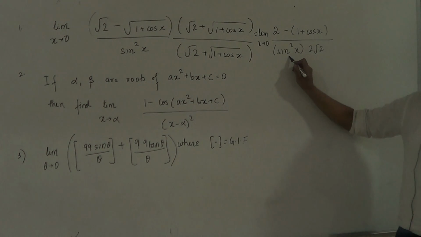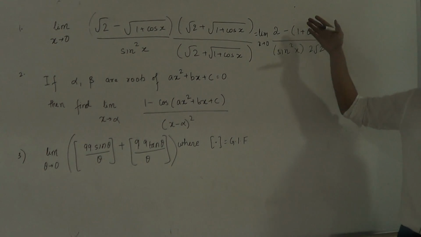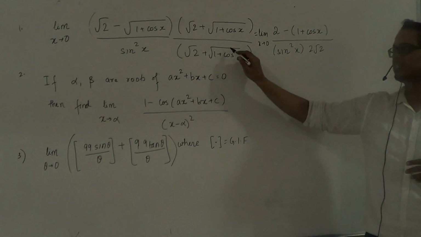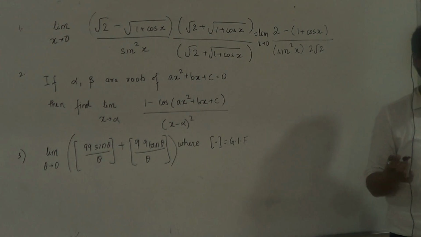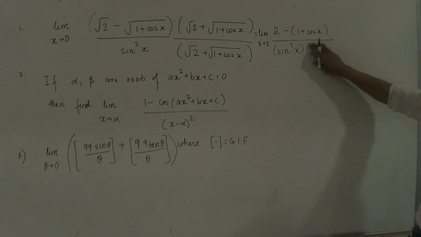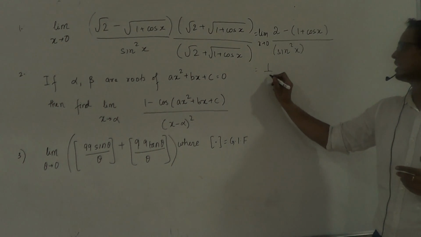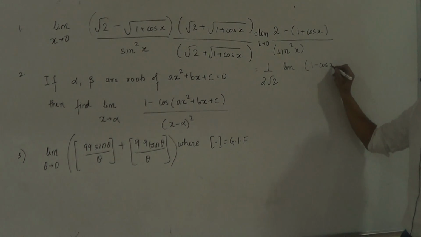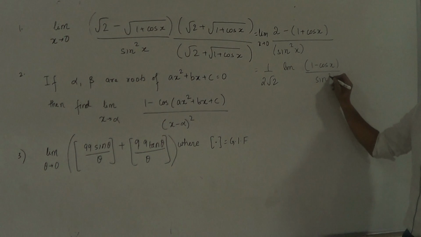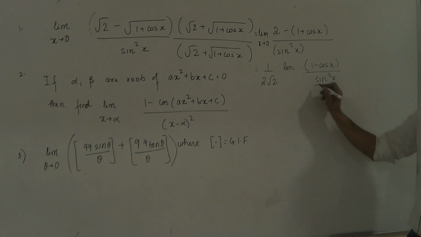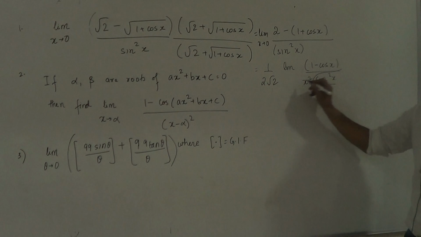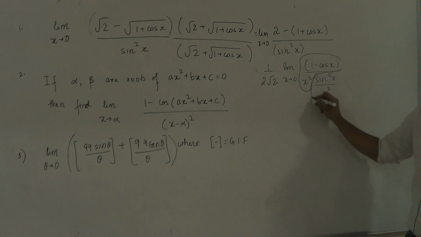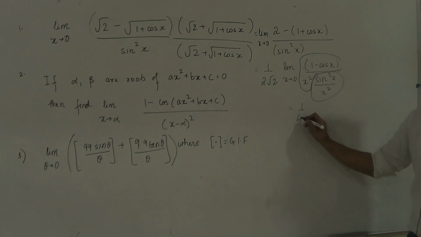So I did not put 0 here because I know I'm going to get 0 by 0 there. But in root 2 plus 1 plus cos x at the root, when I put x as 0, I get 2 root 2. So you can put 2 root 2 and take it out of the entire process. So you can write it like this: 1 by 2 root 2 limit 1 minus cos x by sin square x. Now let me do this manipulation. This is one limit which is equal to half and this is 1. So your answer is going to be 1 by 4 root 2.